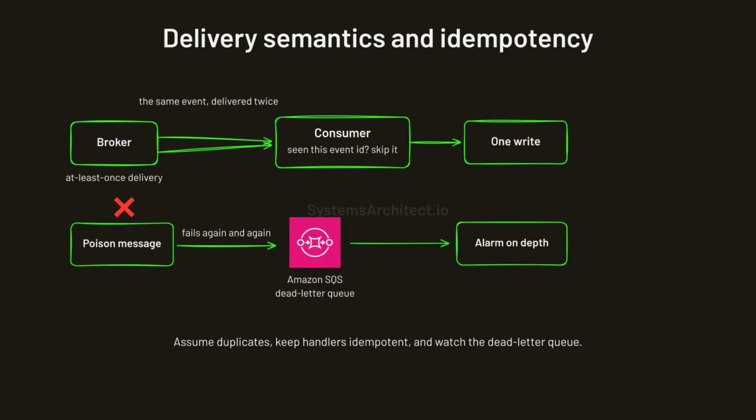Most brokers promise at-least-once delivery, which means duplicates are normal rather than exceptional. Exactly-once delivery exists in narrow cases, such as Kafka transactions. But it costs throughput and complexity. The practical answer is idempotency in event processing, so handling the same event twice changes nothing. When a message keeps failing, the broker moves it to a dead letter queue, or DLQ. Alarm on dead letter queue depth, because that is where lost business logic quietly piles up.